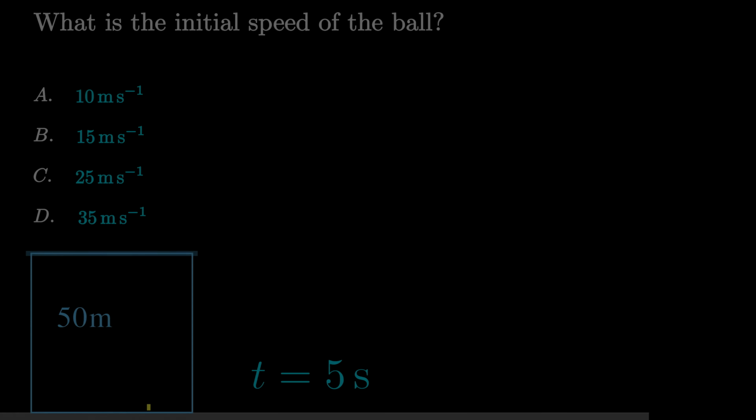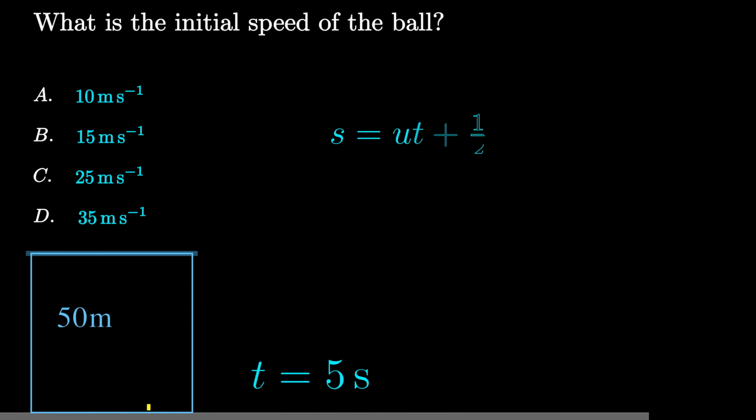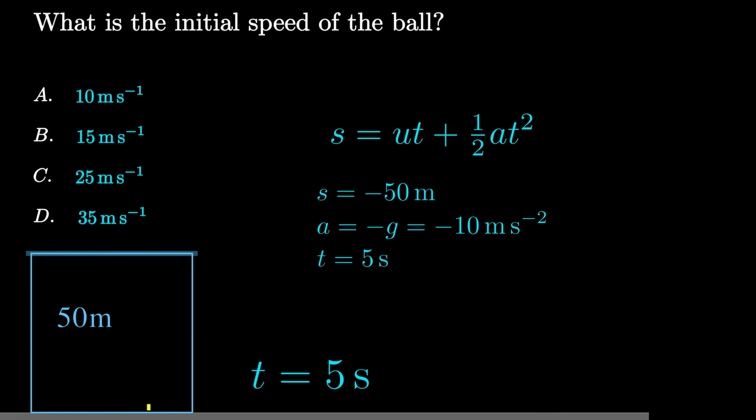In order to solve this problem, let's use this kinematic equation. We must realize that the ball falls from a height of 50 meters. That means its displacement must be minus 50. The acceleration would be minus 10 due to gravity, and the time is 5 seconds. I'll take these three variables and substitute them back in the main equation. If we do that, we'll end up with this particular expression.